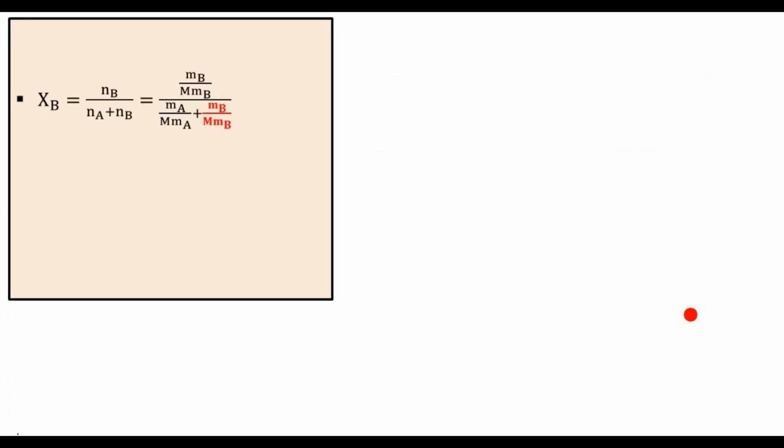We know that the molar fraction of the solid, again, is equal to the number of moles of the solid dividing with the total number of moles. That means the number of moles of the pure solvent plus the number of moles of the solid. We can then replace the number of moles by mass over the molar mass, because we know the number of moles is equal to mass over the molar mass. Here it will be the mass of the solid over the molar mass of the solid, over the mass of the solvent over the molar mass of the solvent plus the mass of the solid over the molar mass of the solid.